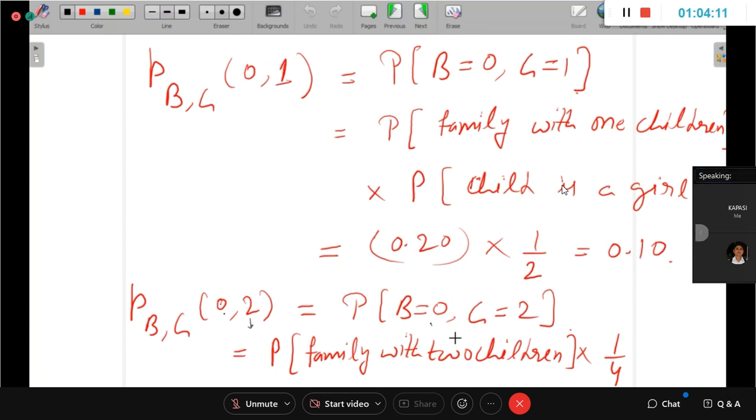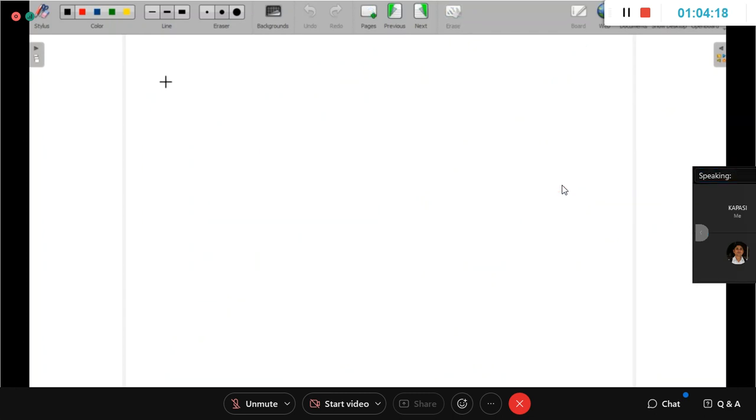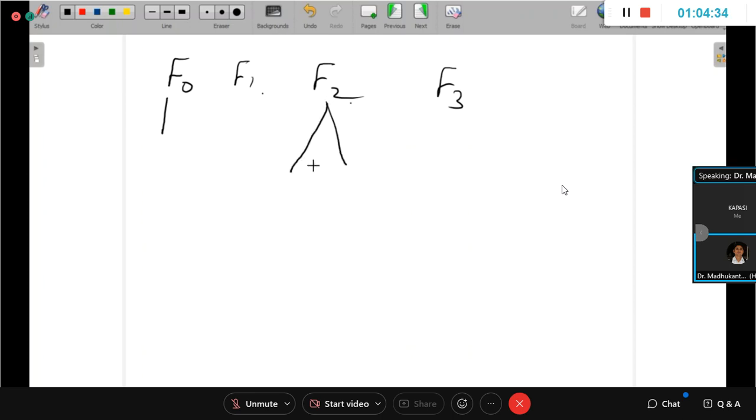Okay, so see, family with two children. Let us come to the new part. You have a family which has two children. So there are families F0, F1, F2, and F3, that is, 0 children, 1 child, 2 children, 3 children. So you have a 2-child family. One could be a boy, both could be girls.